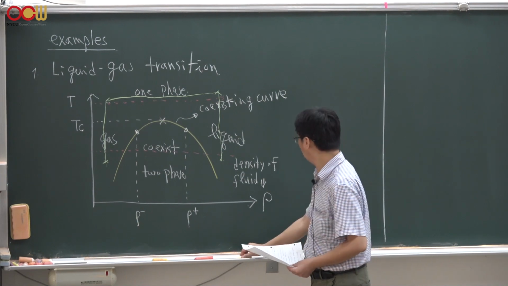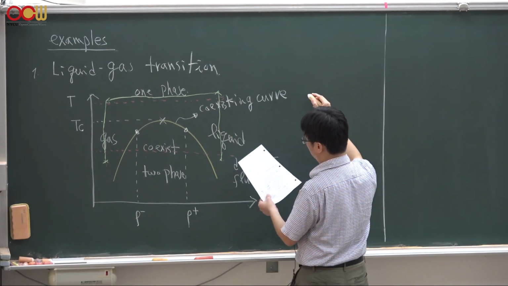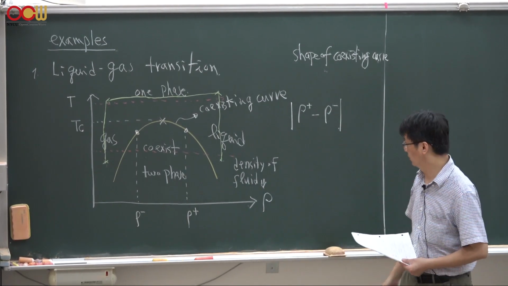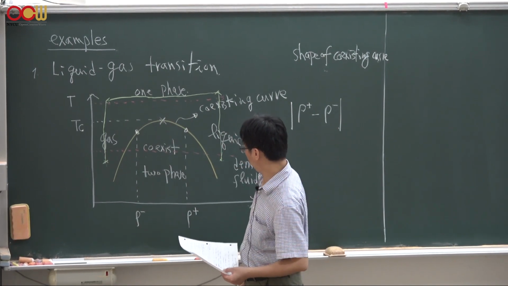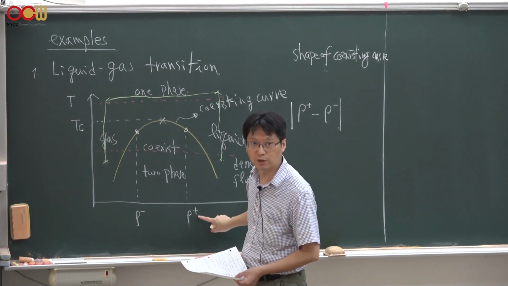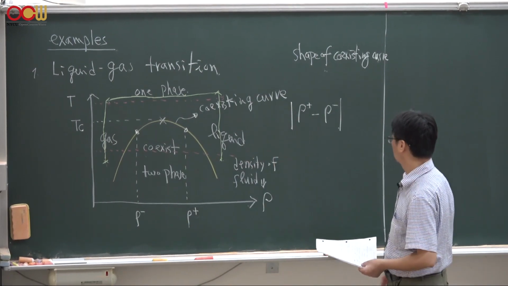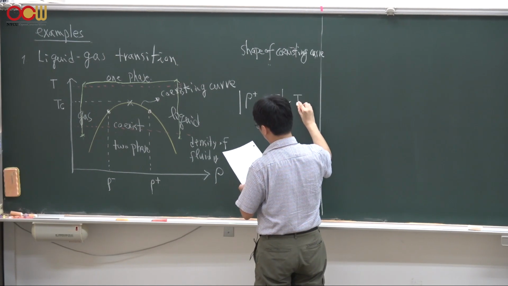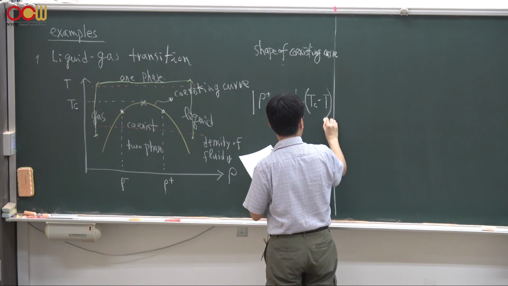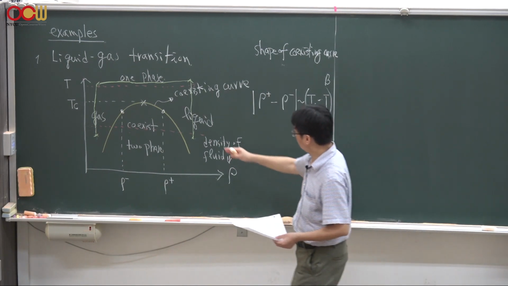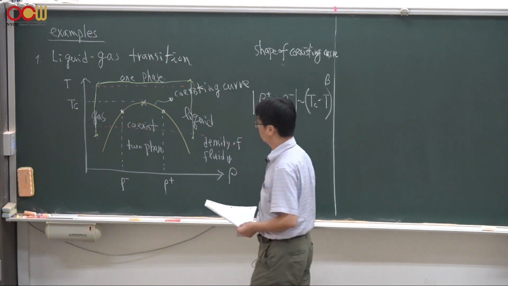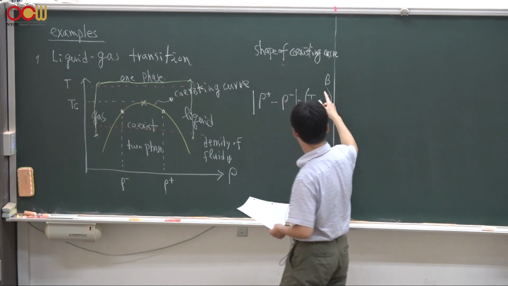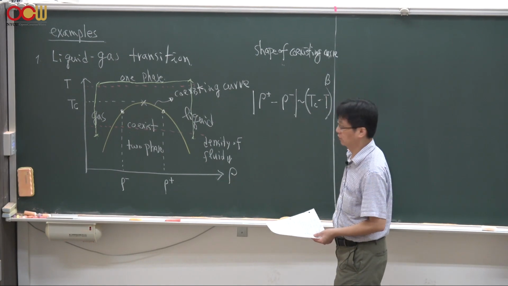And the interesting question to ask is about the shape of this coexisting curve. So this is defined by the difference in the density of the fluid, say nearby this critical temperature Tc, which I define as rho plus and rho minus. So the difference between rho plus and rho minus is a function of T minus Tc, or Tc minus T, to the power beta. So that is the shape of this coexisting curve, which can be determined experimentally. And this power law behavior is a signature of a phase transition, as I mentioned.